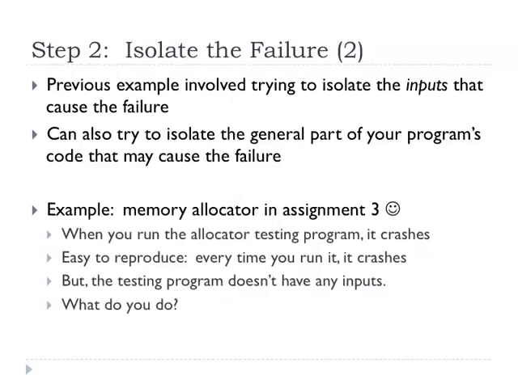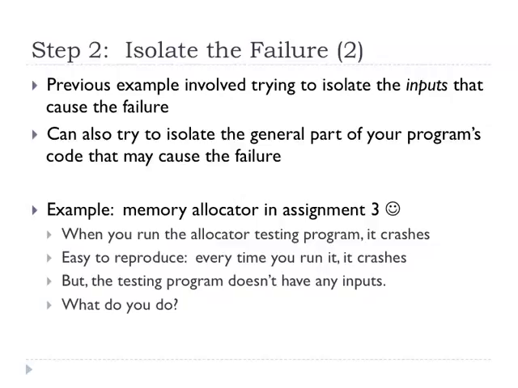Like I say here, the memory allocator from assignment 3. I'm sure nobody's allocator has crashed on them yet, right? Mine crashed the first time I ran it. Okay. So you run the allocator using the testing program and it crashes, and it does that every time. So hey, I can reproduce it, right? The only problem is the testing program doesn't have inputs that I can control. So what do you do about this situation?